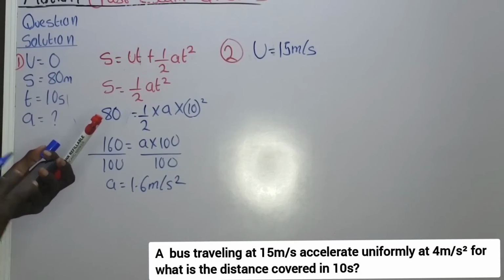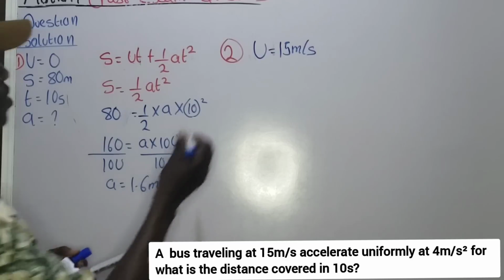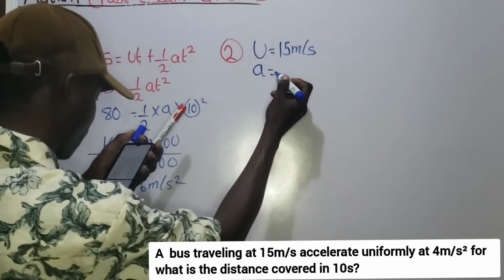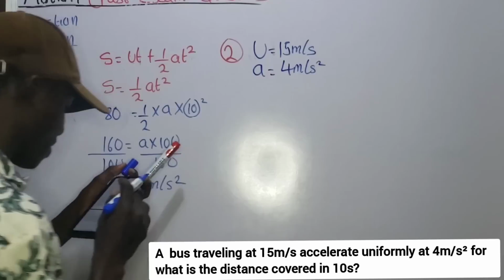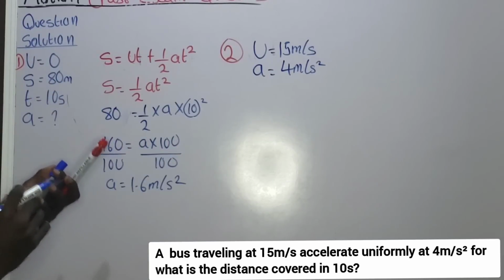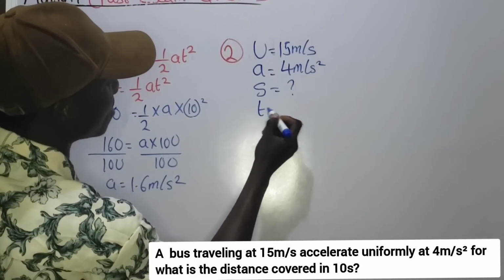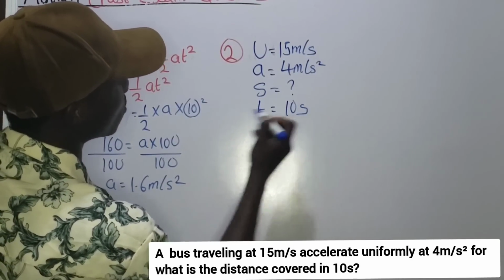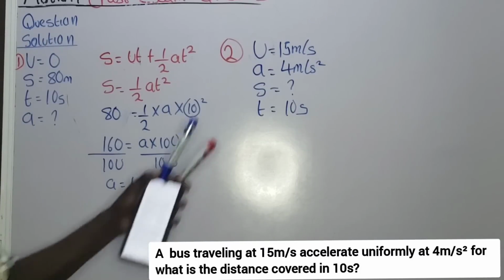A bus traveling at 15 meters per second accelerates uniformly at 4 meters per second squared. So the acceleration equals 4 meters per second squared. Now, what is the distance covered in 10 seconds? So the distance is what we are looking for, and the time equals 10 seconds.